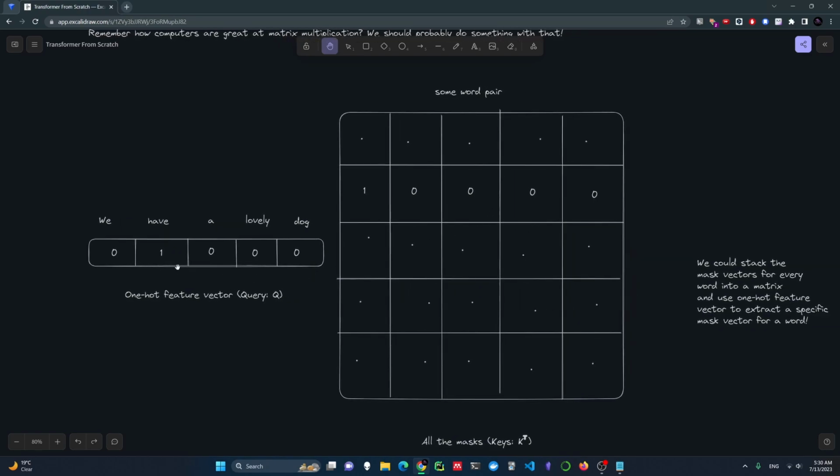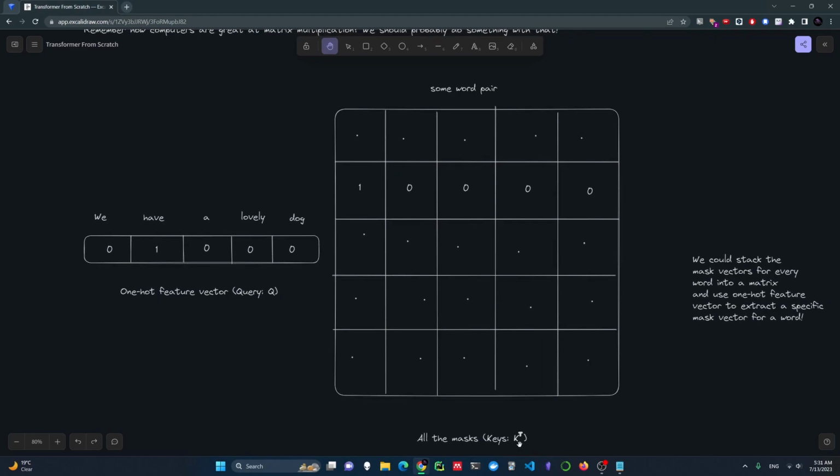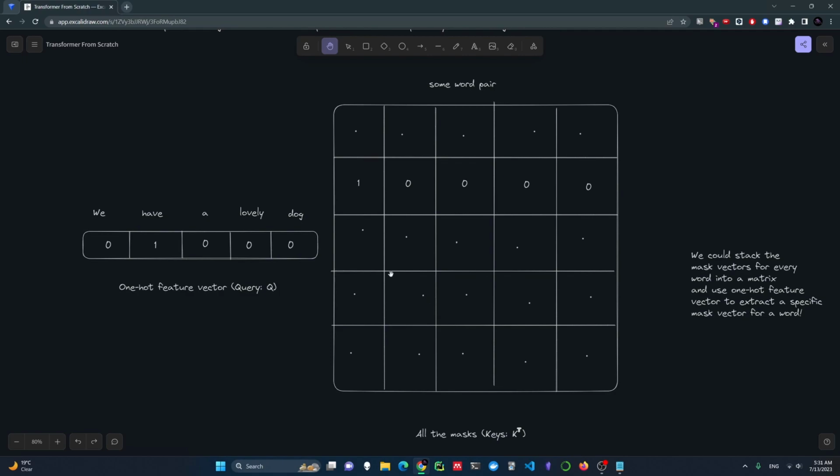We call this one hot feature vector the query vector, and the stack of mask vectors the keys, right? This is denoted by K transpose. K is a matrix here. And I'll explain why we take the transpose. But if you don't remember what the transpose is, essentially we flip it across the diagonal of a matrix. So this element here after transpose will be here, and this element here after transpose will be here, right? Okay.